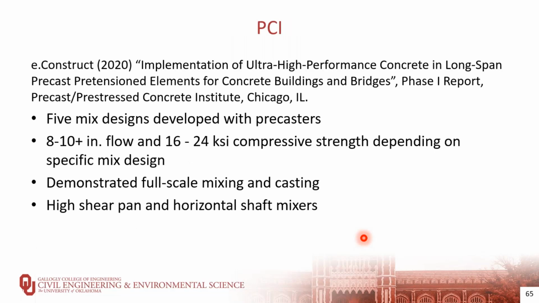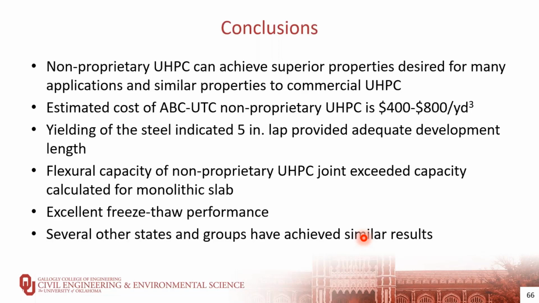PCI recently published some guidelines on using UHPC and also has published information on developing UHPC mixes with precasters that resulted in compressive strength of 16 to 24 KSI, had demonstrations of full-scale mixing and casting, and utilized several different mixers. So in conclusion, non-proprietary UHPC can achieve the superior properties needed for many applications, similar properties to commercial UHPC.